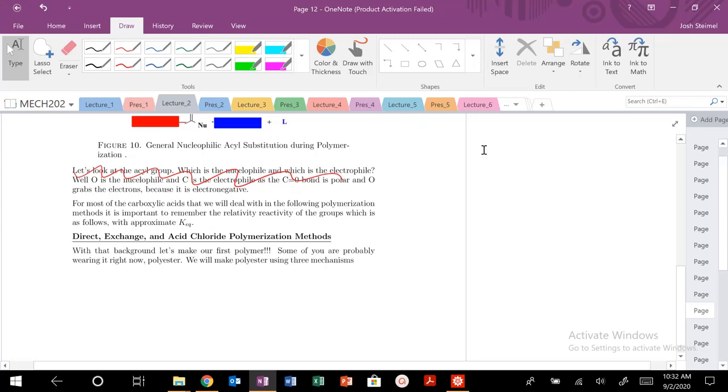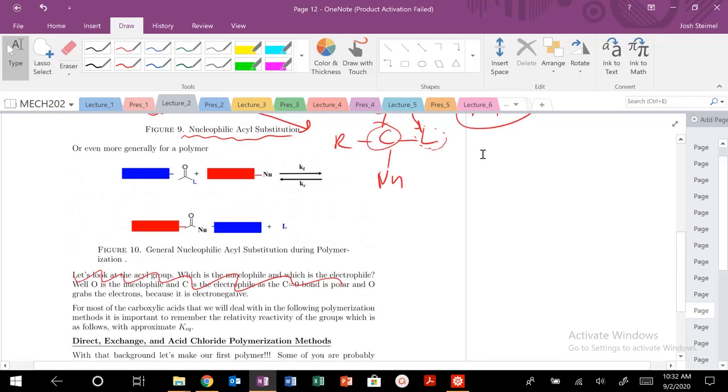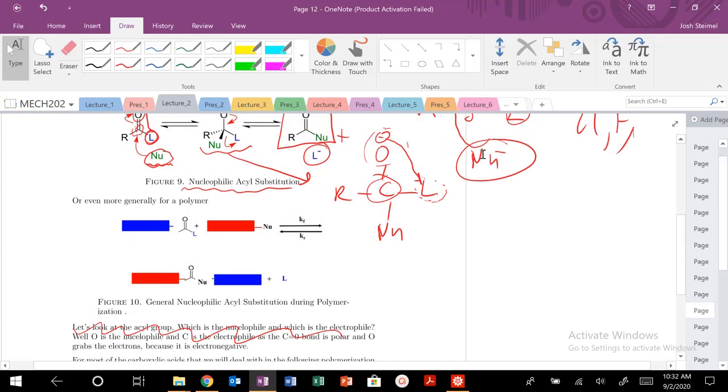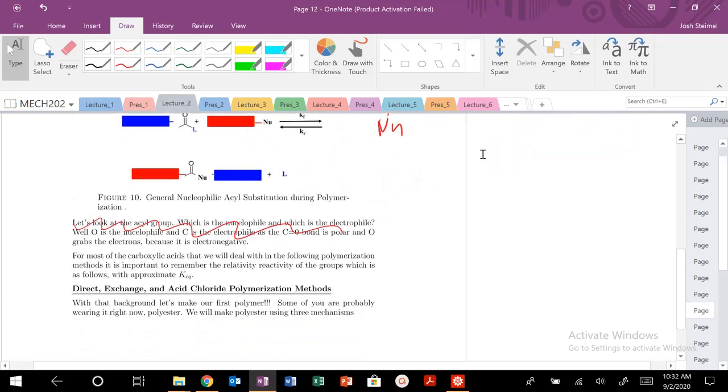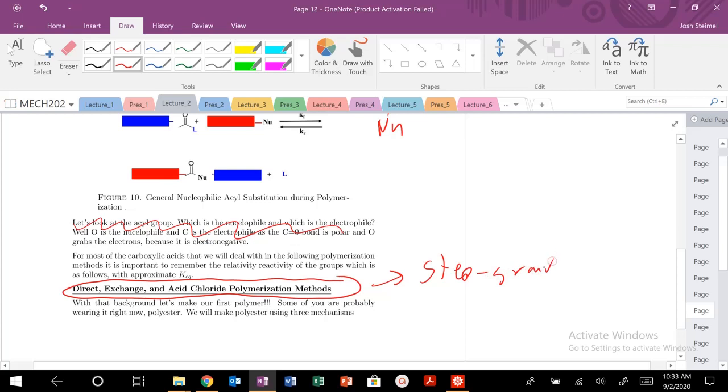Back, and we are finally at the day we've all been waiting for, or at least people that like chemistry have been waiting for, which is finally making polymers using direct exchange and acid chloride polymerization methods. So remember, we're continuously talking about step growth. After this video, we will finally talk a little bit about chain growth reactions and what can happen there. So we are going to make our first polymer, which is a polyester.